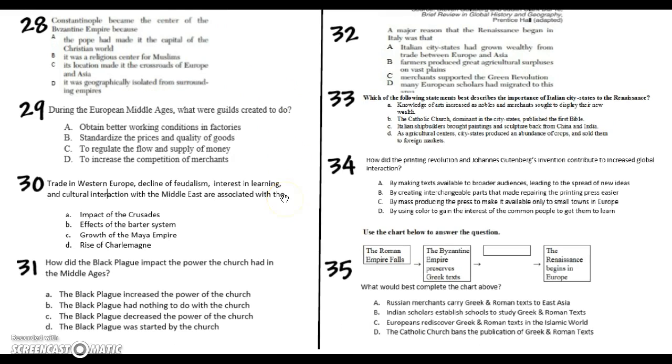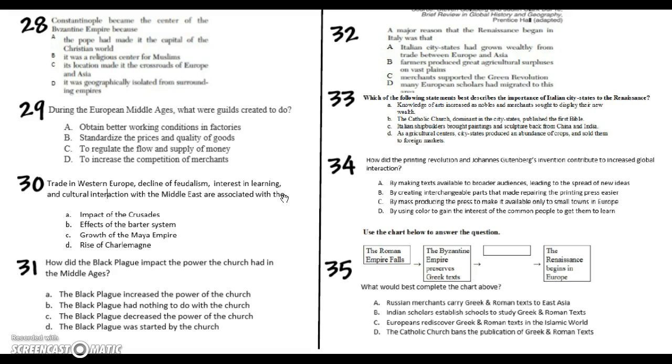Number 29. During the European Middle Ages, what were guilds created to do? A, obtain better working conditions in factories. B, standardize the prices and quality of goods. C, regulate the flow and supply of money. D, increase the competition of merchants.